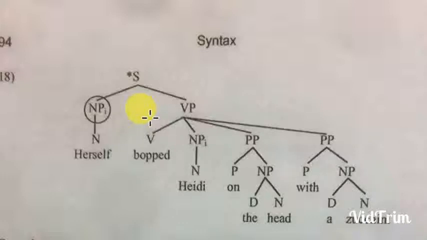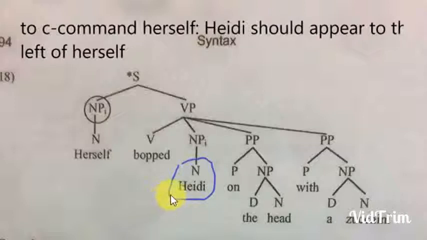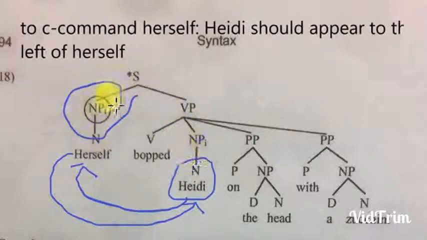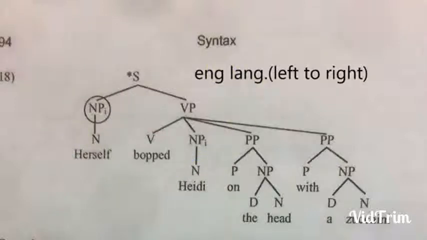In the incorrect sentence, Herself bopped Heidi on the head with a zucchini, the noun phrase herself should, in order for Heidi to c-command herself, appear to the right, and Heidi should be to the left in place of herself. The sentence should be Heidi bopped herself on the head with a zucchini. English syntax is built from left to right.